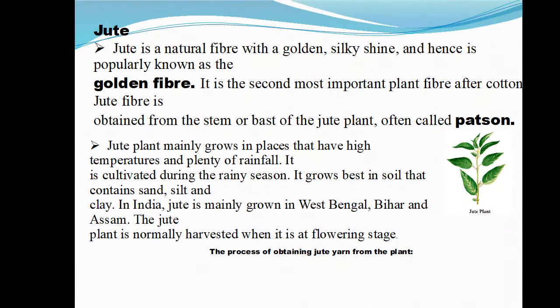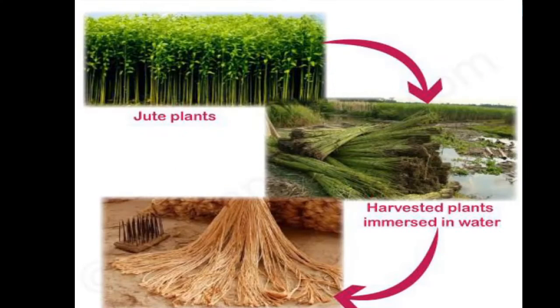Now the process of obtaining jute yarn from the plant. This is the process where we have jute plants, and then we take out the stems. Then we immerse them in water and leave them as they are, and then the roots and stems are made into jute fiber. So this is the process.